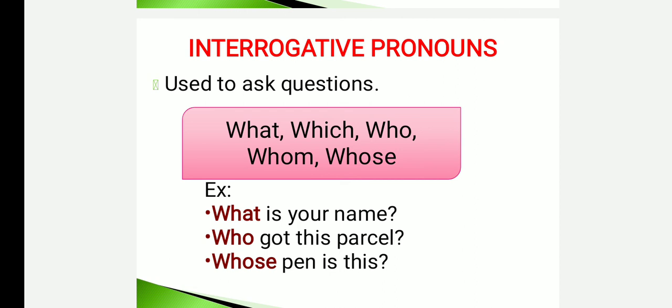So, what is your name? Where are you from? Which is your book? Whose pen is that? These are the questions we use while communicating with others in order to know information or to ask about a thing or a person. For example, what is your name? The answer will be, my name is Ramya. Who got this parcel? If it is not you, you will say that I didn't get the parcel. He got the parcel. Whose pen is this? If it is mine, I will say that it is mine. If it is someone else's, I say that this is her pencil, referring that the pencil belongs to some other girl.